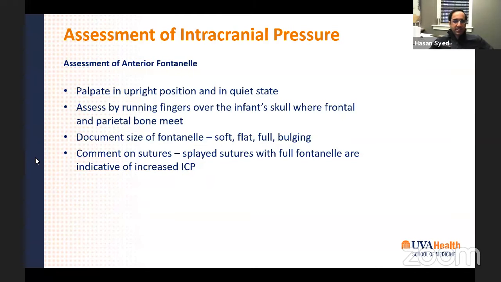Sometimes when you're following these kids in the NICU, it's important to do serial examinations and document these things. So if there are any changes, the various teams know about them. And then commenting on the sutures, whether they're splayed or not, is also important. And even measuring the amount of splayed sutures can be important in terms of serial examinations.